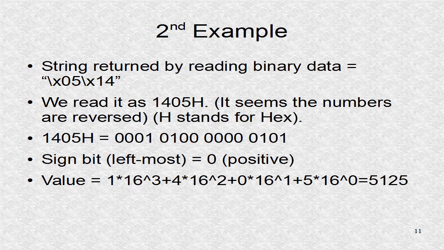11. In the second example, a positive number is in the binary string. The hex is 1405, which is just the reverse of the string. If 1405 hex is written as binary, we can see the leftmost bit is 0, and thus the number is positive, and the value is 5125.